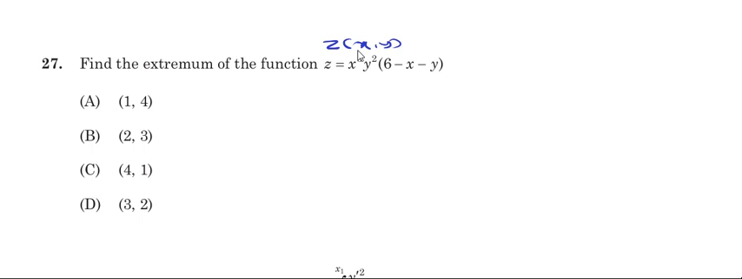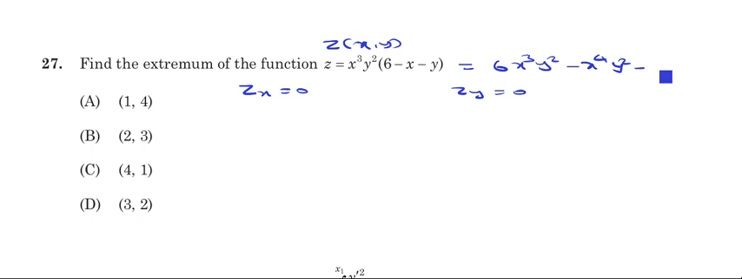Therefore we will find the first derivative of z with respect to x, that is zx equal to 0, and zy equal to 0. So we will find x and y. So when zx equal to 0, we will expand this one: 6x cube y square minus x power 4 y square minus x cube y cube. Now zx equal to 0.